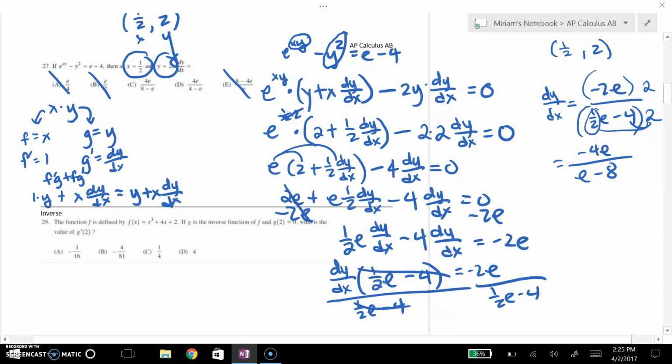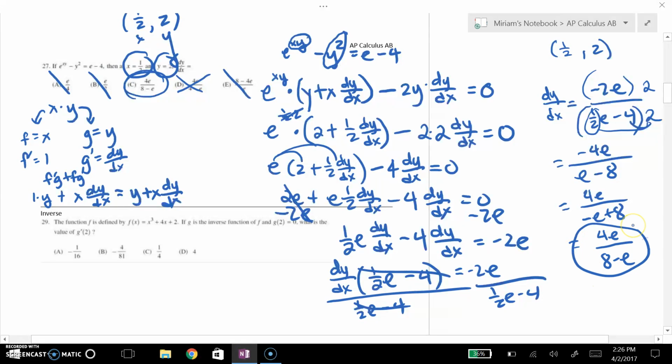So I'm so close. I know it's not going to be d, it has to look like c. Now you're wondering why they're the same. What you can do is multiply by negative 1. You're going to get 4e over negative e plus 8, which is equal to 4e over 8 minus e, which matches exactly c.